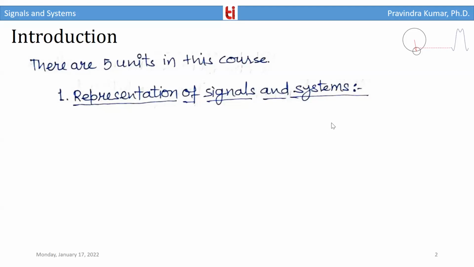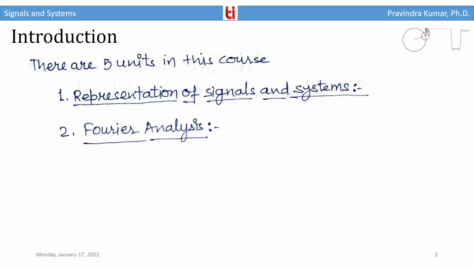Next, in the second unit, Fourier analysis, we will discuss continuous and discrete time Fourier series, trigonometric and exponential Fourier series, properties of the Fourier series, and why the Fourier series is required in the analysis of signals and systems. And correlation, autocorrelation, and the relation of this with the Laplace transform.